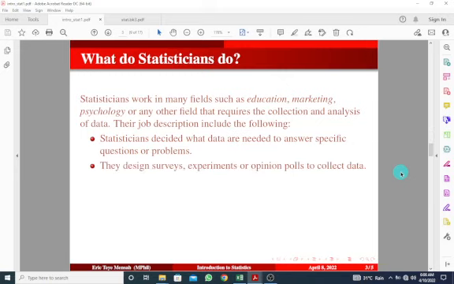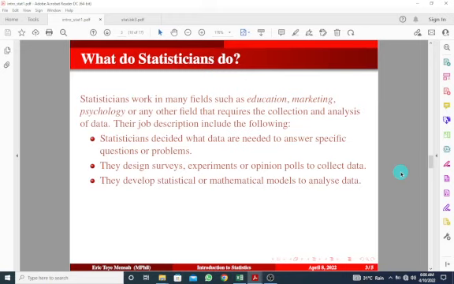The next is that they design surveys, experiments, or opinion polls to collect data, right? I think this is self-explanatory. The next is that they develop statistical mathematical models to analyze data. It's not only just about you knowing the structure of the data set. Sometimes you may have data at hand and there's no existing statistical method that you can use to answer that kind of data set that you have. So in that case, as a statistician, you're supposed to formulate or create a model that can be used on that data that you have at hand. So this is another key job description.